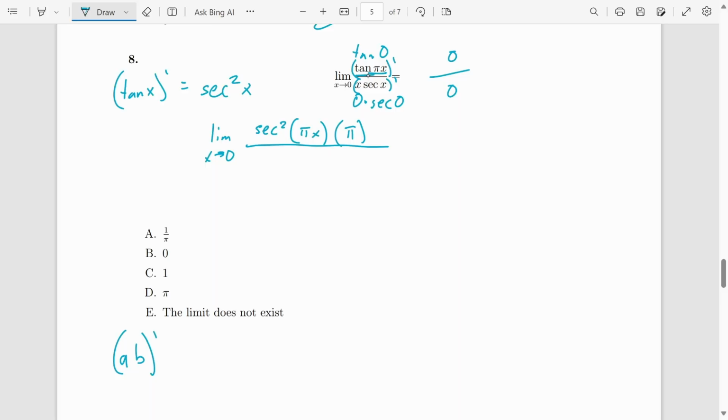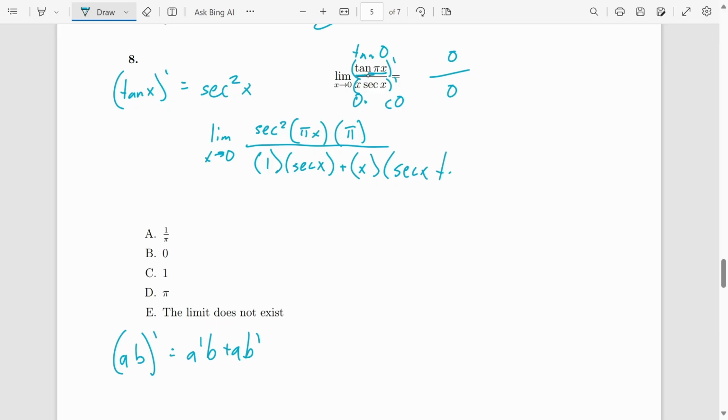But anyways, a times b's derivative is a prime b plus a b prime. In this case, a is x and b is secant of x. So plugging in both of those into this formula that we've got on the bottom here, we'll get our derivative. So doing that, we'll get a prime, which is the derivative of x. That's going to be 1. Times b, that's secant of x, plus a, which is x, times b prime, the derivative of secant x. That, I think, is secant x times tan x.